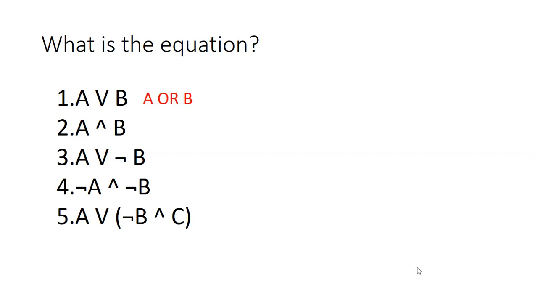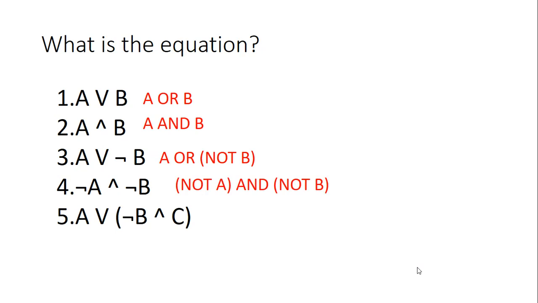So the answer to question 2 is A and B, like so. The answer to question 3 is A or not B. Don't forget your brackets here, guys, because you don't want to be getting confused on which one's represented by not and stuff like that. The next one is not A and not B, just like that. And then we've got A or, and then a bracket, not B and C, like so.